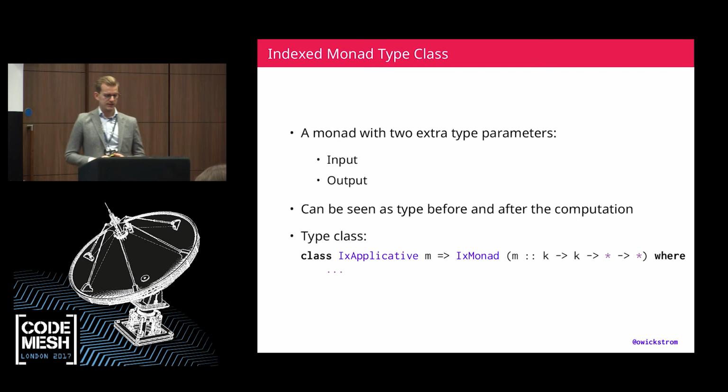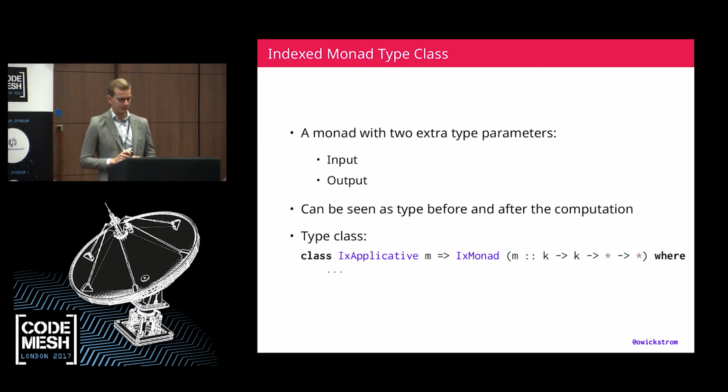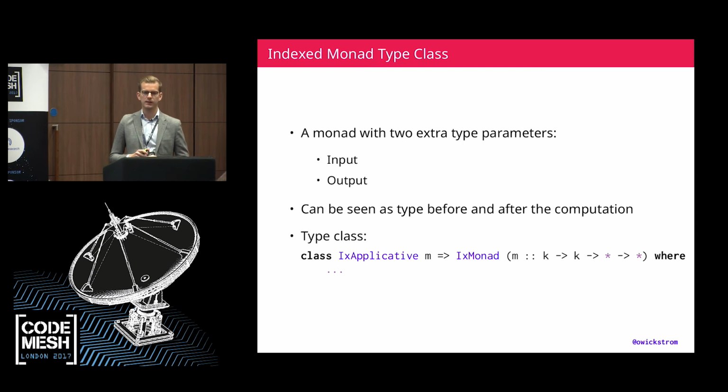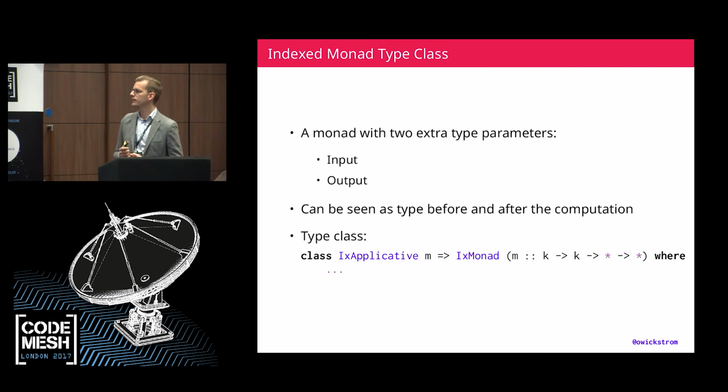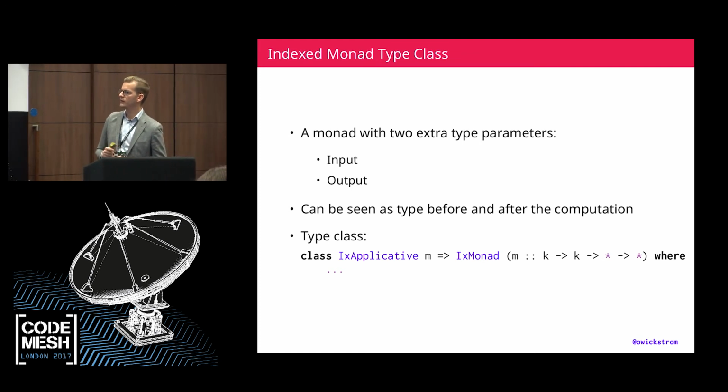And as the name suggests, it's a monad that is indexed. And it's indexed by two type parameters, input and output. This can be seen as the type before and after this computation. And the type class looks like this. It's also an IxApplicative, doesn't matter too much. But the IxMonad is some M that has the kind K to K to star to star. And the K here means that it could be any kind. And the two stars are types.